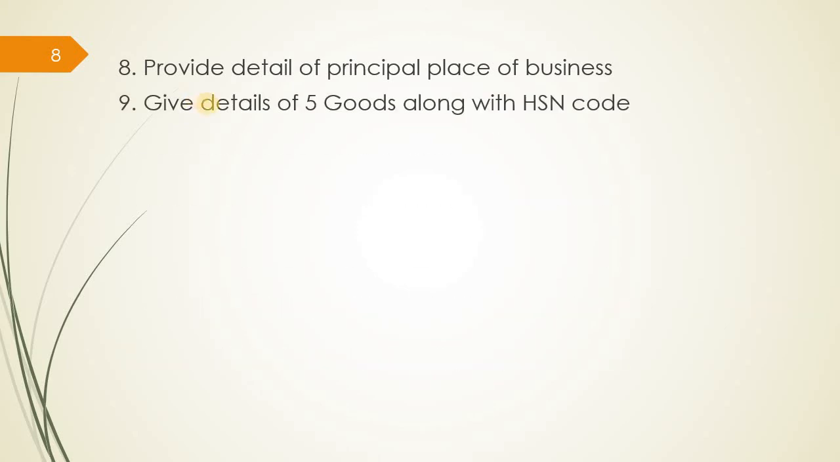The next one, give details of 5 goods along with HSN code. 5 goods in the sense 5 important goods or commodities that you are supplying, along with that HSN code has to be filled. Then provide bank account details. You have to give the account number, then type of account, savings bank or fixed or current account, whatever. Then IFSC code, then proof for bank account, that is a cancelled cheque you have to provide, or first page of the passbook or bank statement, whatever.